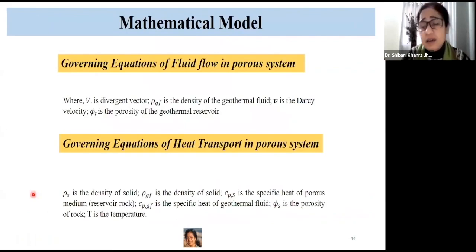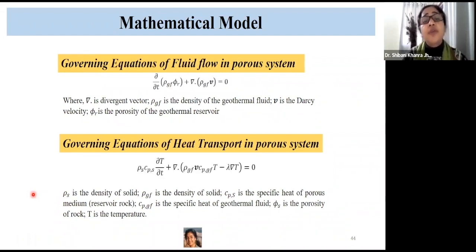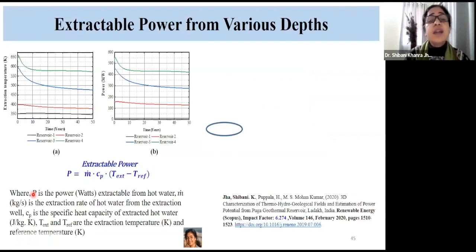And then there are a lot of simulation studies which correlate with fluid flow and heat transport modeling. So we have a geothermal fluid which flows, and along with that it transports the heat, and that heat is extracted through the borewell. We are not going into detail with this modeling. This is a complex modeling underlying this particular study, and that finally led us to assess the extractable power from various depths of that particular geothermal field.